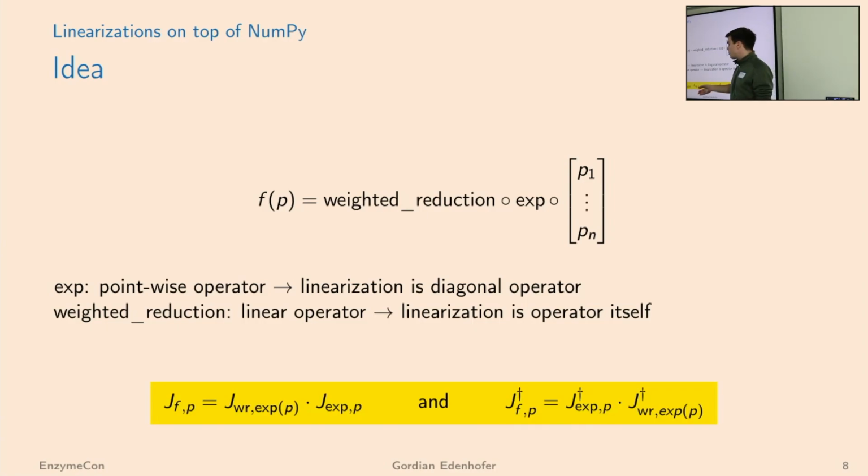So in total, we can write down the full Jacobian of our function f. It's just going to be the Jacobian of the exponential function evaluated at the input p, and then times the Jacobian of the weighted reduction evaluated at the exponential function of p. So we're propagating the new primals position through our Jacobian. And the transposed is just a transposed of the left.